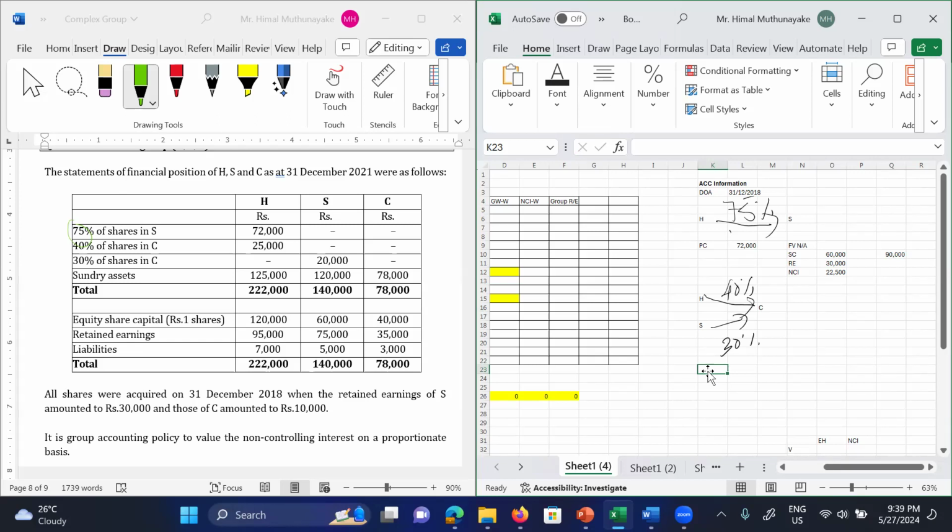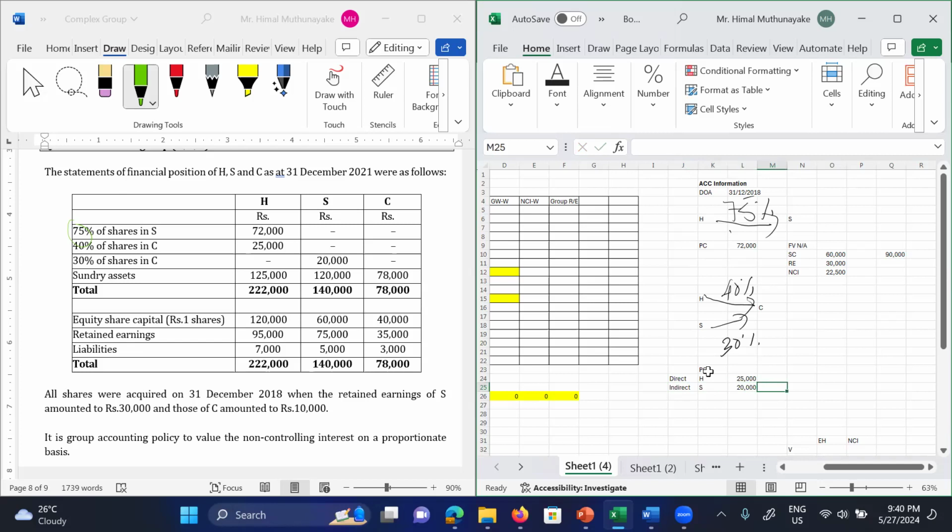How much is the purchase consideration? So the purchase consideration of H, the direct ownership, is 25,000, and for S it is 20,000. So this is the indirect ownership. Sorry, the direct ownership is 25,000, and this one is the indirect ownership.